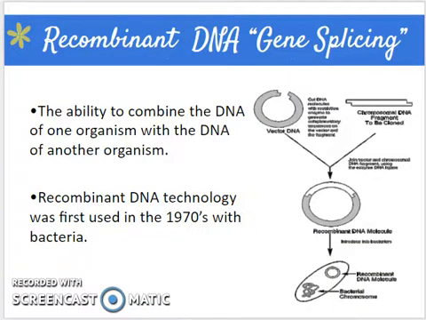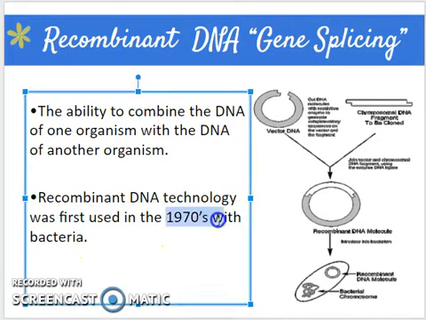A more technologically advanced version of genetic engineering is gene splicing, which is also known as recombinant DNA. This is the ability to combine the DNA of one organism with the DNA of another organism. Recombinant DNA was first used in the 1970s with bacteria, so this is a relatively new technology.